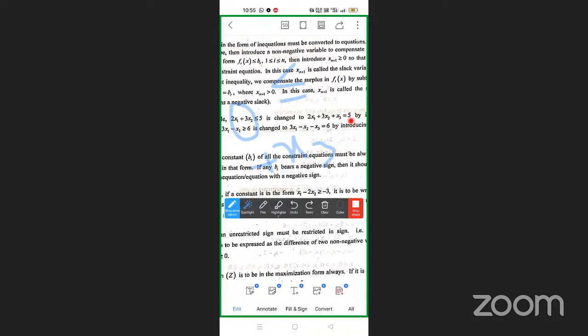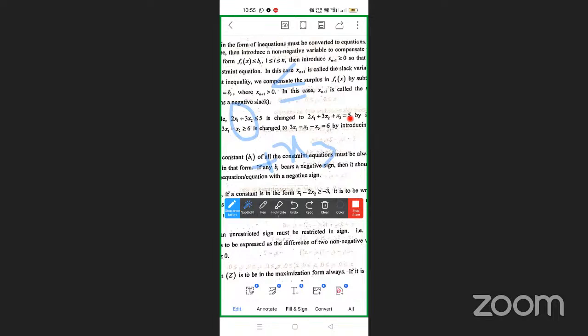The inequality is converted to equality, that is, 2x1 plus 3x2 plus x3. Why we are adding x3 is because this is small compared to 5. So to make it equality, we add one variable x3, so x3 is equal to 5.